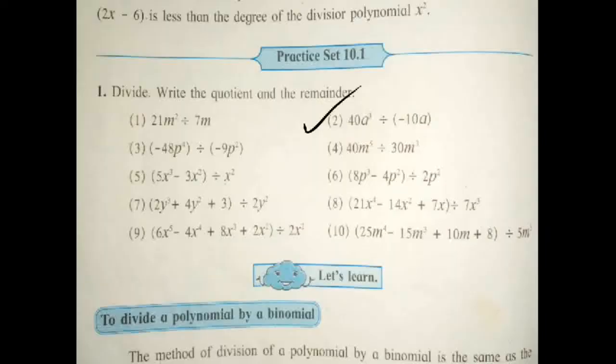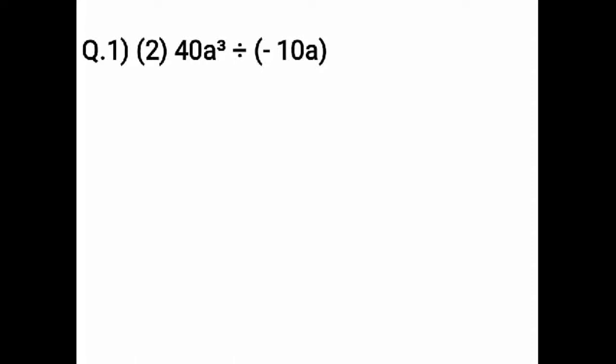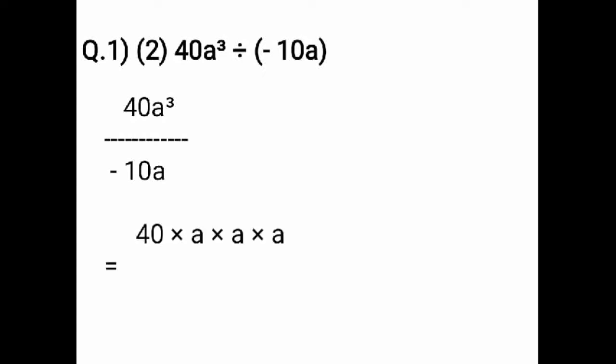Next, 40a cube divided by minus 10a. The second sum we will do directly because it is the same as the first one. First you have to arrange it vertically when you do the work column to get the quotient. Like this way. 40a cube upon minus 10a. Next step you have to write multiplication form. That is equal to 40 into a upon minus 10 into a.